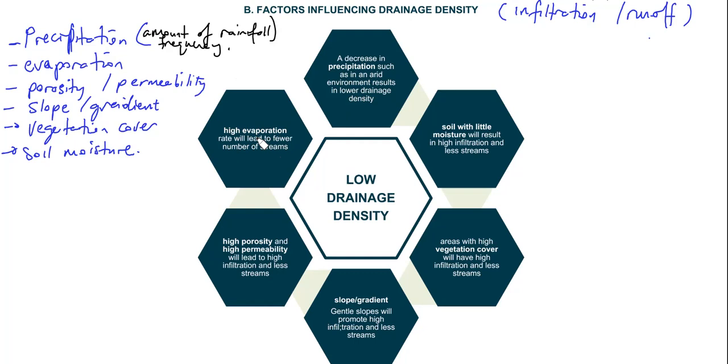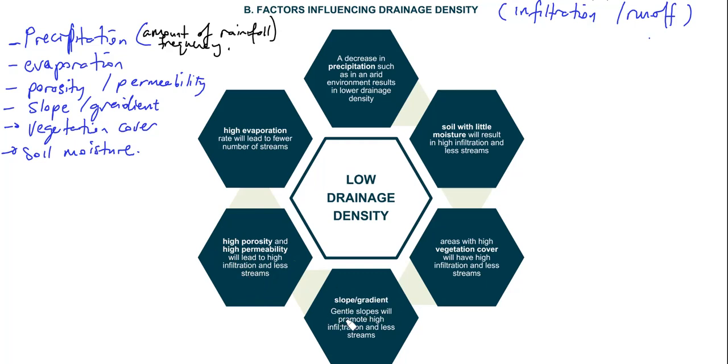So when you've got more evaporation, loss of water in the air, what happens? We have fewer streams. Then high porosity or high permeability will lead to high infiltration and fewer streams. So here is the thing: when we have high infiltration, remember what I indicated in the previous slide, we will result in low drainage density because fewer streams will form.